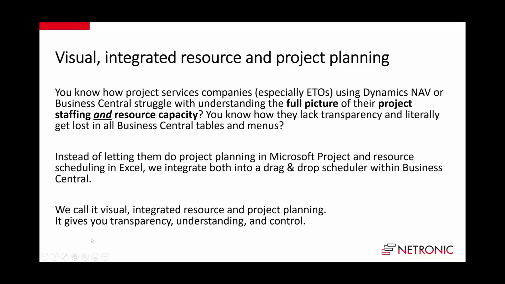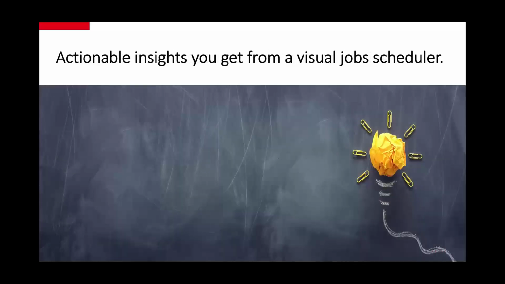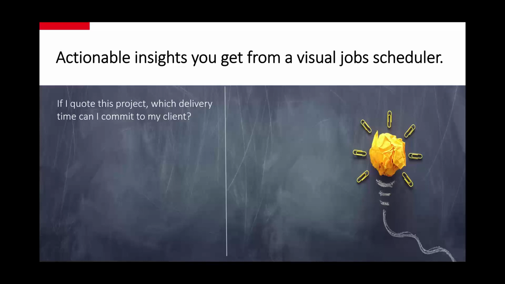So the VJS, the Visual Job Scheduler, gives you actionable insights that you can directly deal with. So if you use the jobs and the resource planning module, then you may face the situation that you quote a new project and you need to give a delivery time to your customer, right? And you get an immediate answer with the Visual Job Scheduler. And then you can take action. You can call your customer and you agree with them a date. And you know that if the customer agrees on this date, you have enough resources available to execute the project in time.